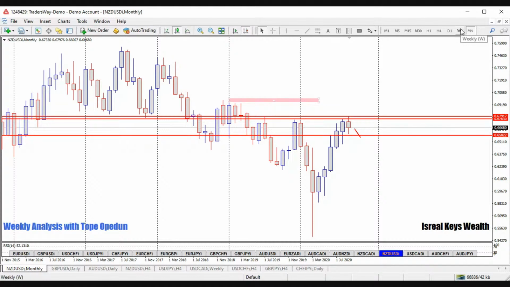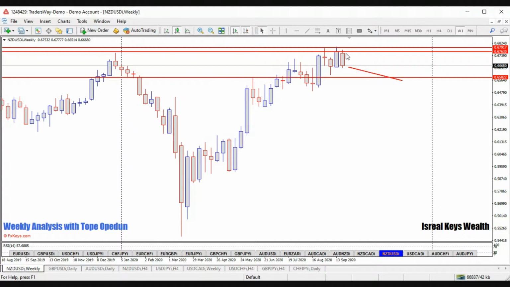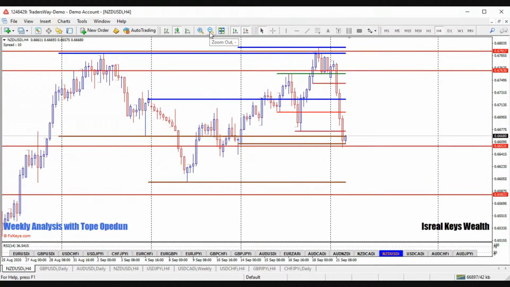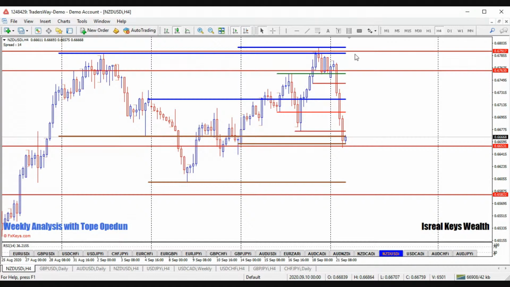Okay, so let's go on the weekly. Let's see what's happening. So you can see last week took out the previous high, so we've taken out the low now. Today has gone into that low, so we're expecting it to retrace. Let's go on the H4. It's clear on the H4, so you can see Friday took out last week's high. Okay, so that's last week's high in the blue. Let me remove this red line.